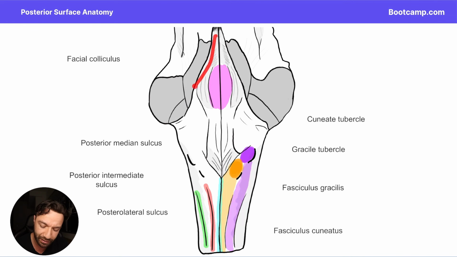First, within this fourth ventricle region, once we take that cerebellar cortex off, you'll see these two bulges right in the middle of that fourth ventricle.